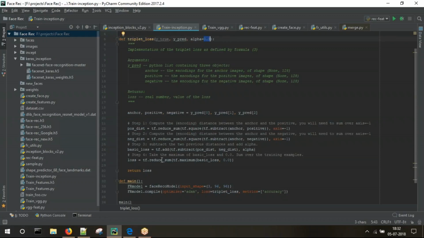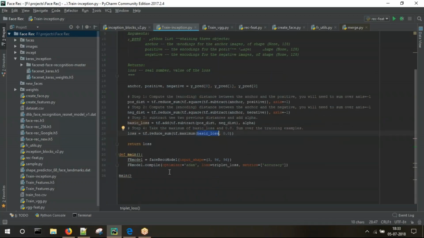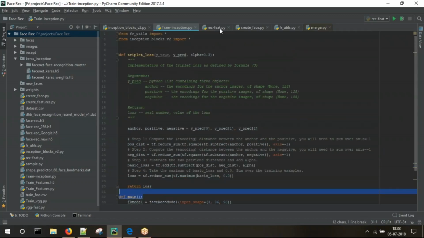Then you take the sum of the maximum of this basic loss, and I'm returning the loss function. The input shape is the channel value, RGB, and the height and width of my pixels, and then I'm compiling it. Actually, I have not trained the model.